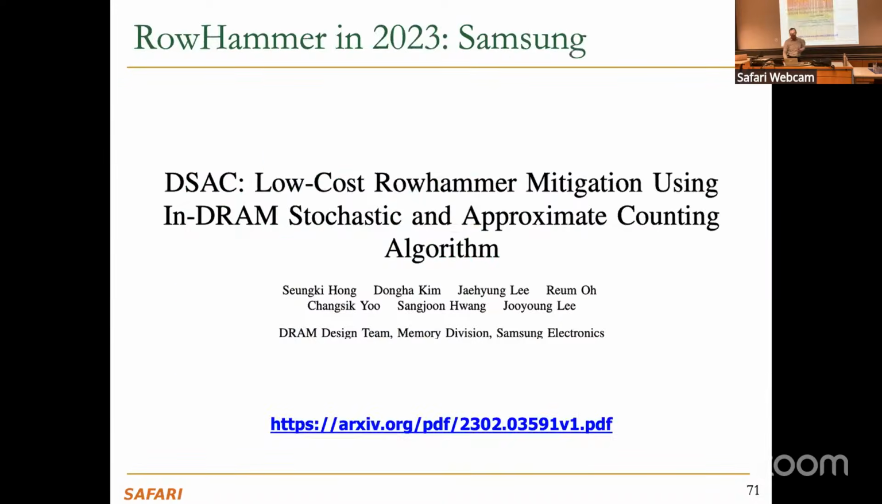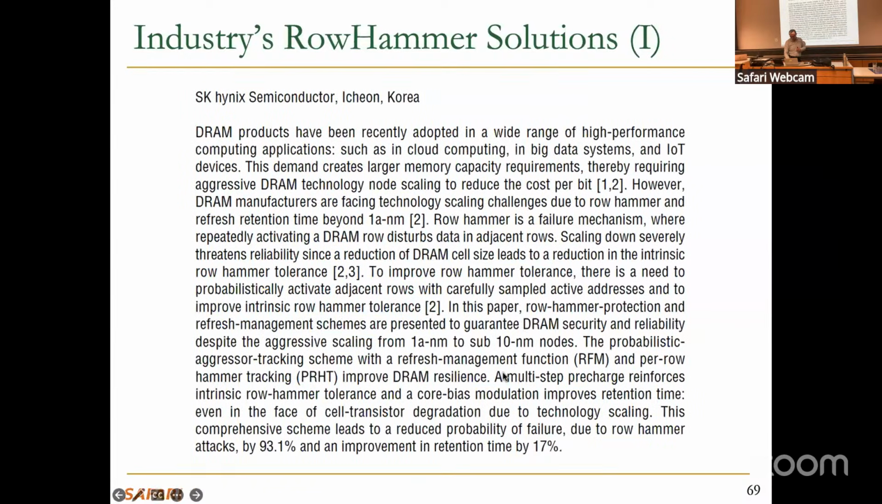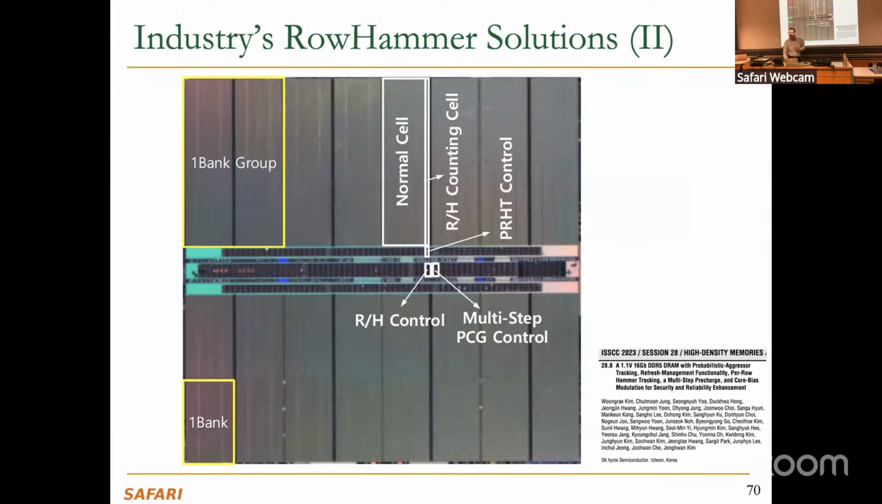They prototype this and they report some numbers. I don't know what they show, but basically, I think you can read this. This comprehensive scheme leads to a reduced probability of failure due to RowHammer attacks by 93.1%. And they have some mechanism to improve retention time. I don't know what that means, but it's very nebulous in terms of what things mean. These ISSCC papers are very hard to trust in general because they're two pages and they don't give much information about what they've done. Later people expand their papers to Journal of Solid-State Circuits. Those are easier to trust, but these guys didn't expand their paper.